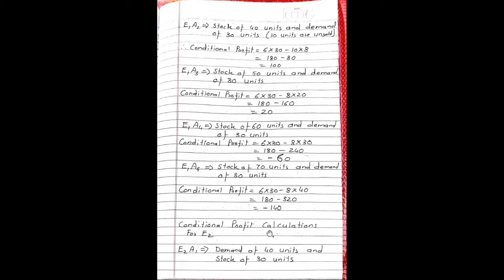Now conditional profit calculations for E2. E2 means demand of 40 units and stock of 30 units. E2 A1. Though the demand is of 40 units, we have only 30 units to sell. Therefore, conditional profit is given as 6 into 30 minus 8 into 0. So answer is 180.